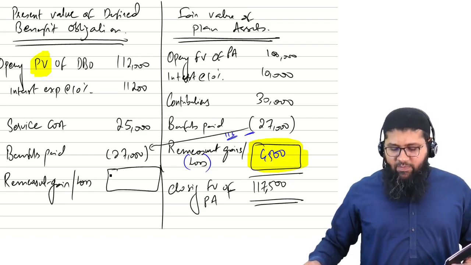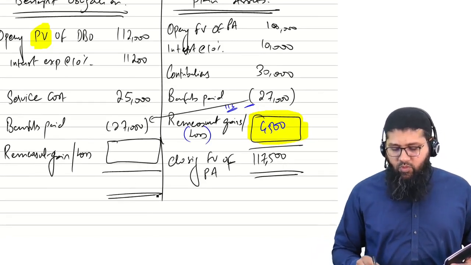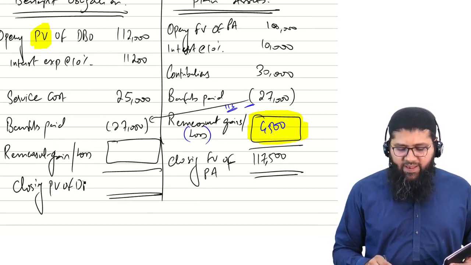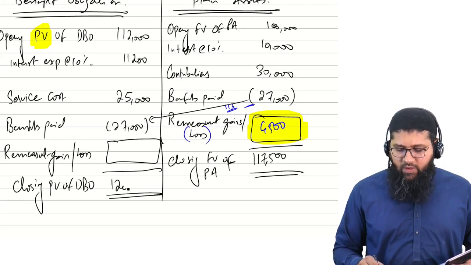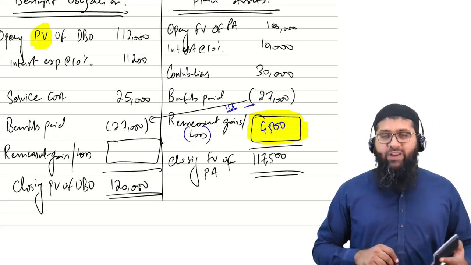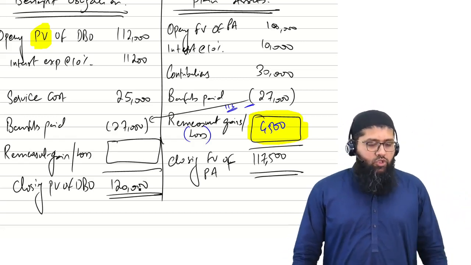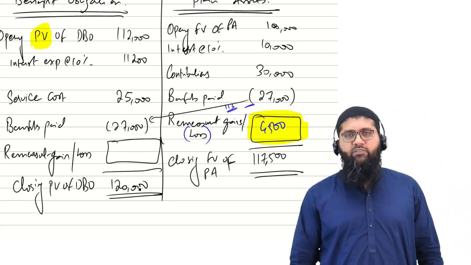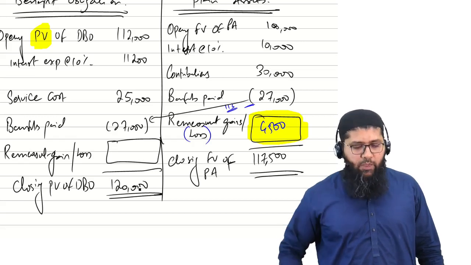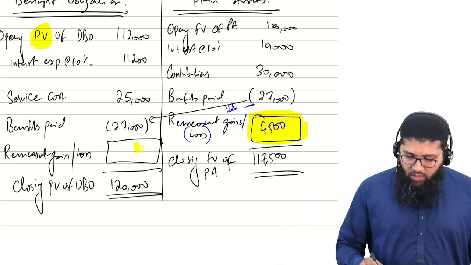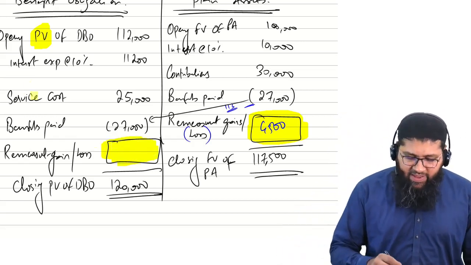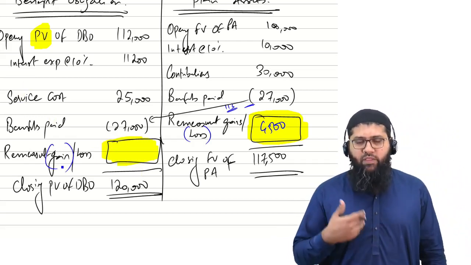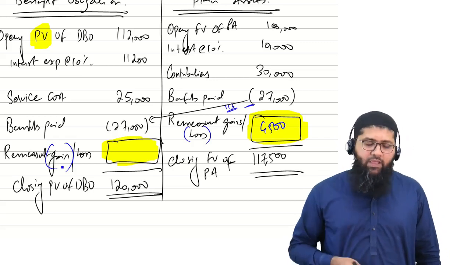Then there is this remeasurement gain loss and closing present value of defined benefit obligation. Let's say this is 120,000. So you're going to be measuring it again at the year end. Let's say it turns out to be 120,000. Now, here you got to understand that in case there is a gain, it's going to be negative. If it's a loss, it's going to be positive because it's a liability.